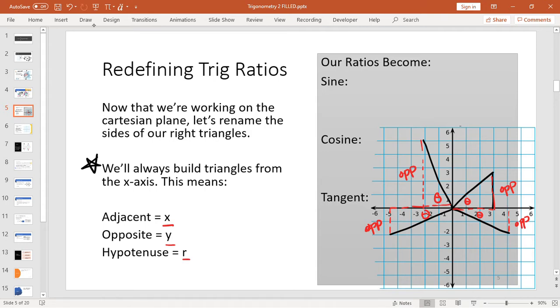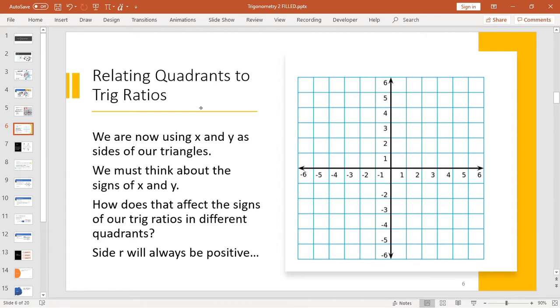So we have now, instead of having c squared equals a squared plus b squared, we can use something like r squared equals x squared plus y squared. And our new ratios are going to become, sine before was opposite over hypotenuse, but now let's start thinking about it as y over r. Cosine before was adjacent over hypotenuse, but let's start thinking it more as x over r. And tangent was opposite over adjacent, so let's start thinking of it as y over x. So now that we've got x and y taking the place of adjacent and opposite respectively, we've got to really think about what's going to happen with our cosine and our tangent and our sine now that we're doing this.